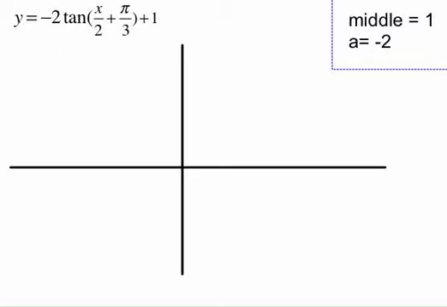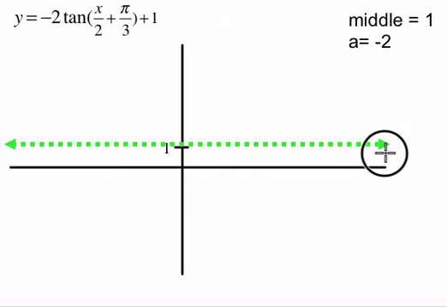So let's begin by placing the middle line. We're going to move up 1 unit on the y-axis. And let's make sure to label our point here. So let's grab our 1. And because we're going to be drawing asymptotes later, I'm going to make our center line here still dotted, but I'm going to choose the color green to make it different.